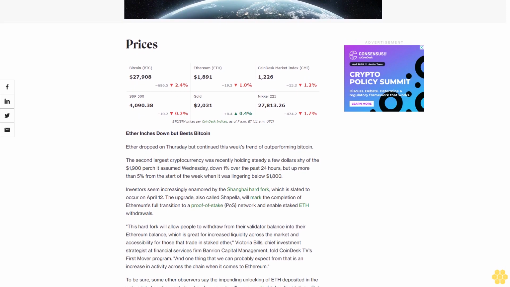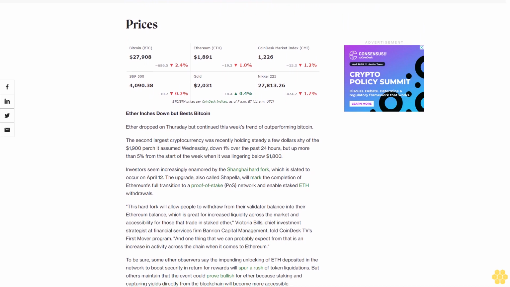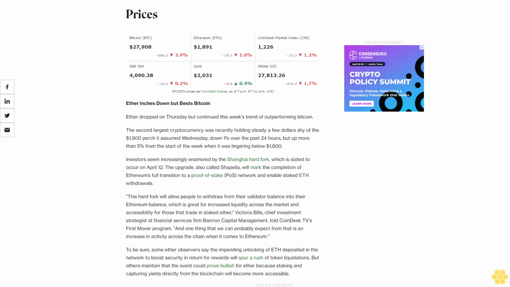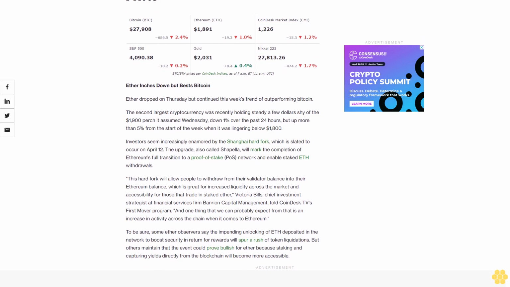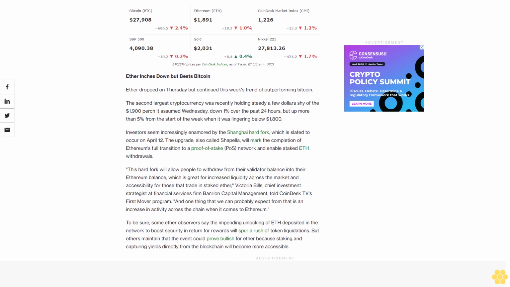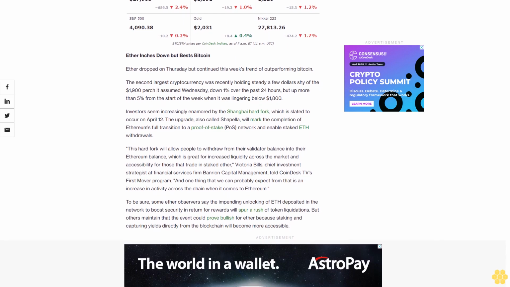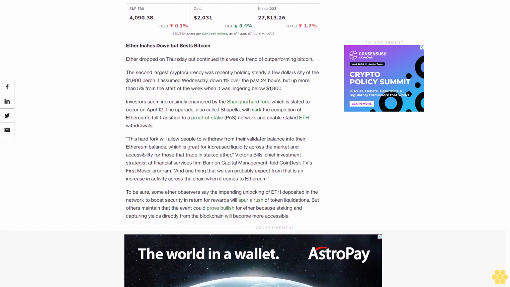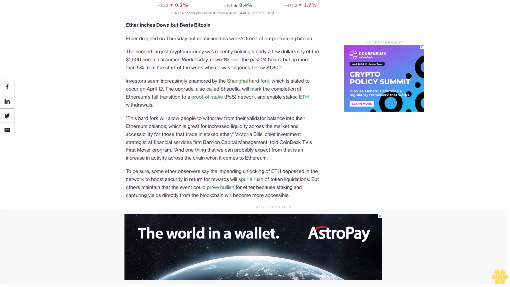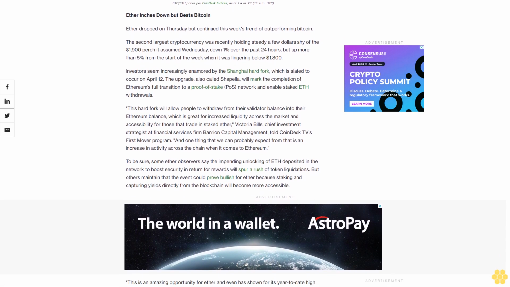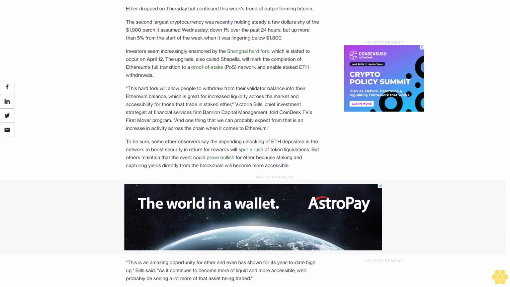"And one thing that we can probably expect from that is an increase in activity across the chain when it comes to Ethereum." To be sure, some Ether observers say the impending unlocking of ETH deposited in the network to boost security in return for rewards will spur a rush of token liquidations. But others maintain that the event could prove bullish for Ether because staking and capturing yields directly from the blockchain will become more accessible. "This is an amazing opportunity for Ether and even has shown for its year-to-date high," Bills said. "As it continues to become more liquid and more accessible, we'll probably be seeing a lot more of that asset being traded."